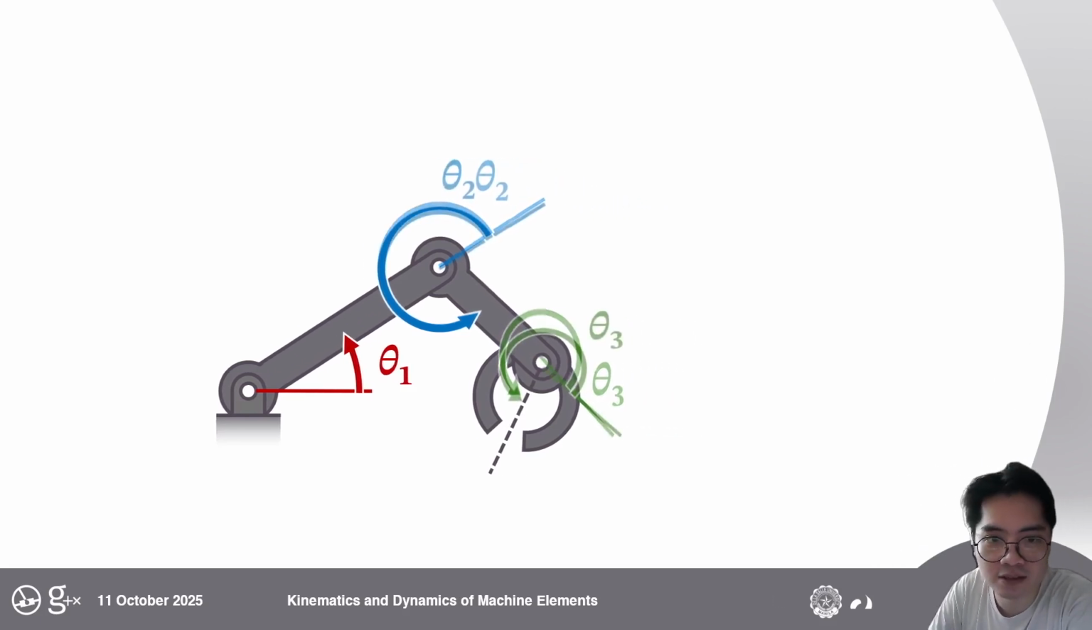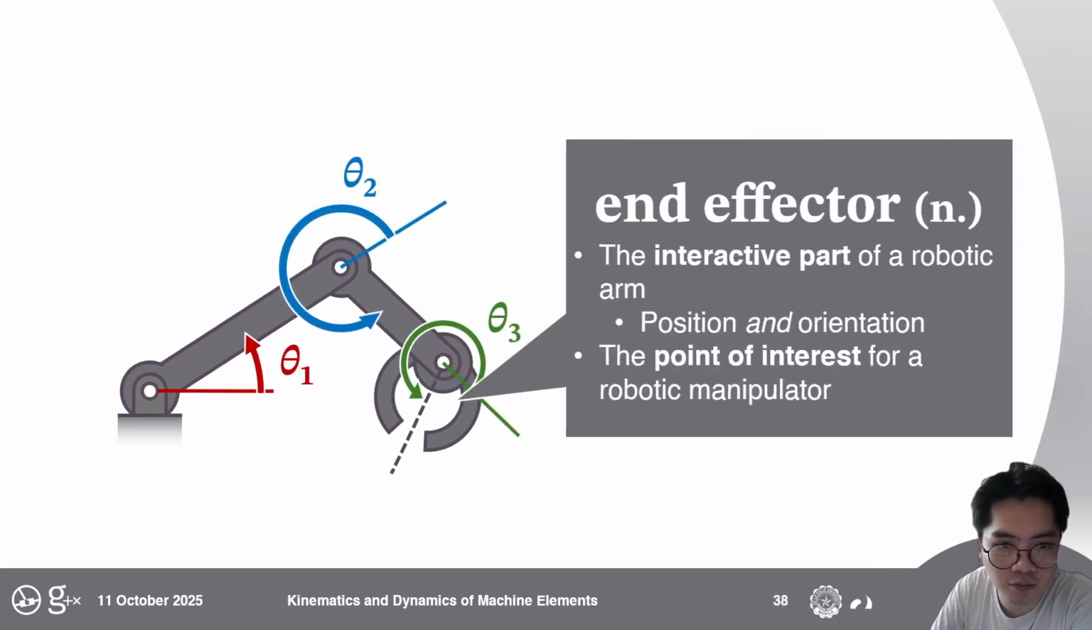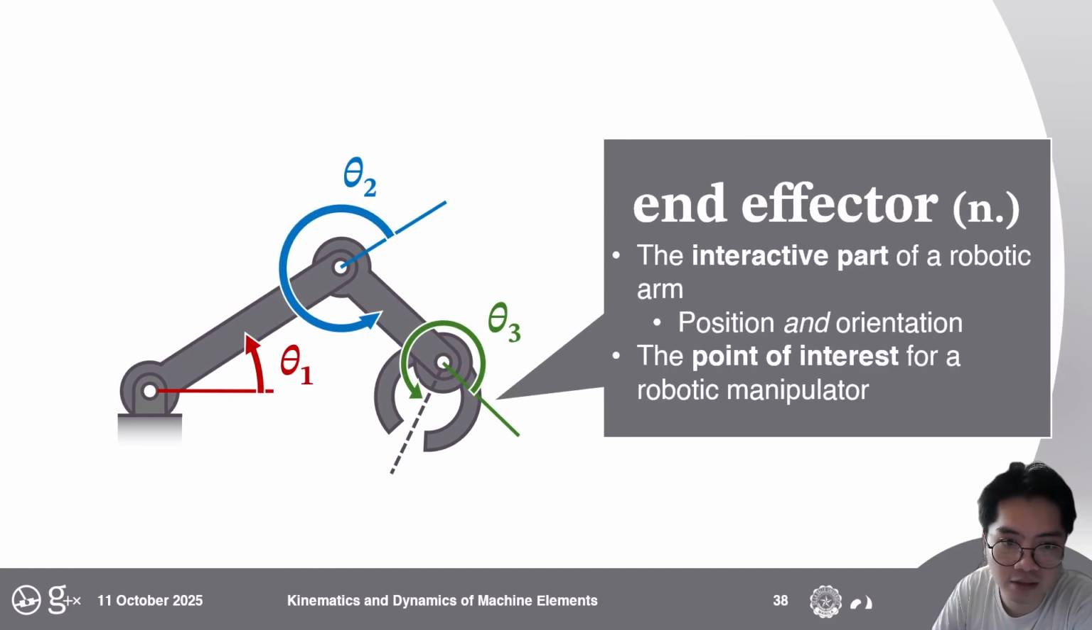When we have this configuration, we will have what we call an end effector. Literally, this is the interesting part of the robot. This is the thing that interacts with the environment. This is the thing that grips objects. This is the thing that, I don't know, you use to sense something like that, right? End effector, right? This is the point of interest of our robotic manipulator, right?